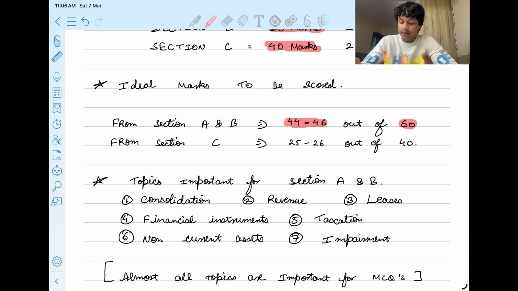And from section C, the ideal marks is 25 to 26 out of 40, so that the combined score you get is around 65 to 70. This is the ideal score that I want my students to have. So these are the things that you have to remember, and you should keep these scores in mind, so that you are working in that direction only, right? You have to score 44 to 46 in the MCQs itself, so you are working in that direction, keeping in mind your goal. That goal is very important. This is the reason that you have to study hard, right?